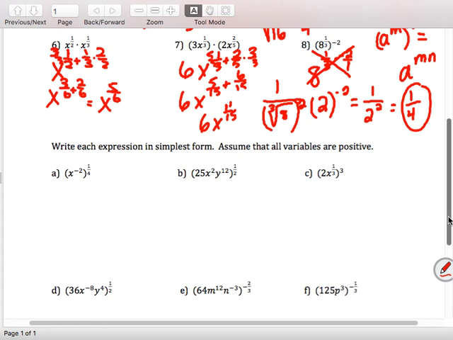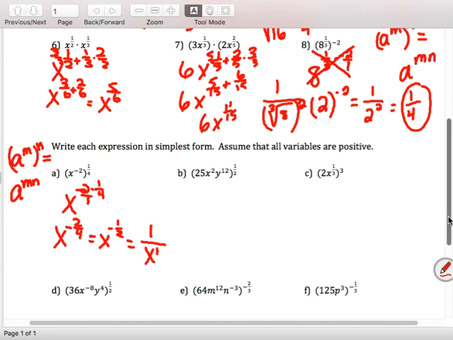So, letter A. If I have x to the -2 to the 1/4, this is a power to a power. So that means we're going to multiply the exponents. So this is going to be -2 times 1/4. Then I will eventually work with that negative. Again, it's not the only way to do this, but if I multiply -2, that's -2 over 1. So that's -2/4. That's -1/2. So that's 1 over x to the 1/2.